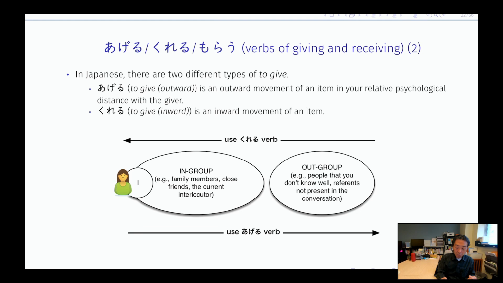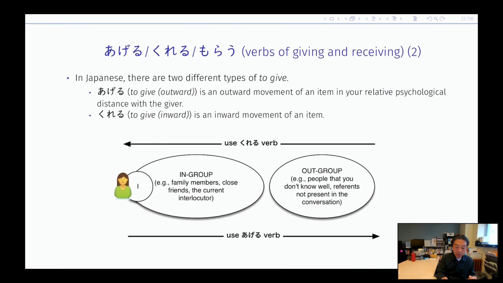Okay, so here we have to talk about the idea of in-group and out-group. When you speak in Japanese, the mind at least has a clear distinction between someone who is inside or outside. Sometimes it's called uchi. Uchi is in-group and out-group is soto. Okay.